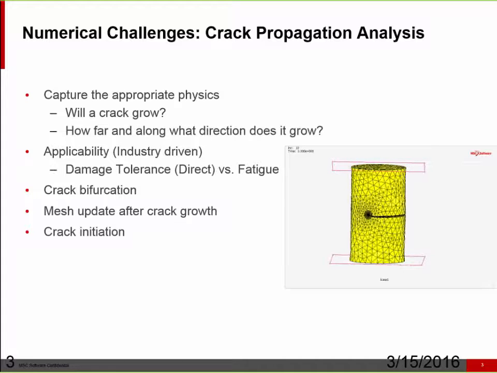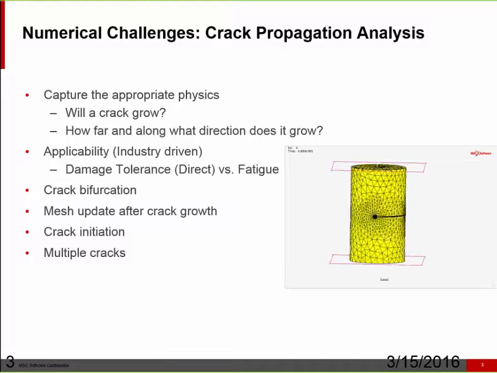We can always generate our initial mesh to have the initial crack, but it is not very convenient for what-if studies. For example, if we want to use an initial crack with 2 millimeters long instead of 1 millimeter, then we have to generate another mesh. So providing versatile methods to initiate cracks will save us a lot of modeling time and effort.